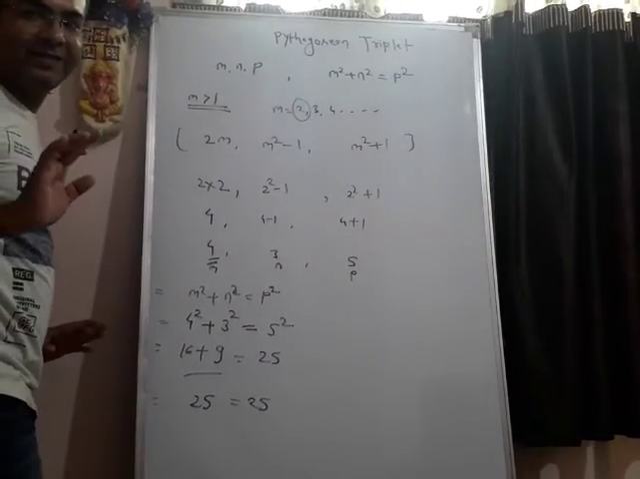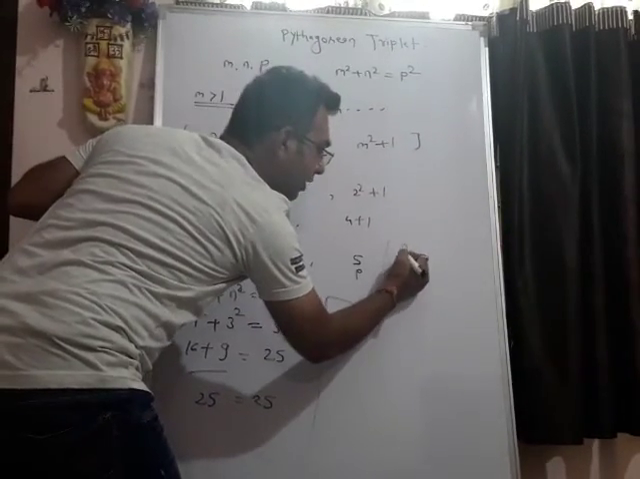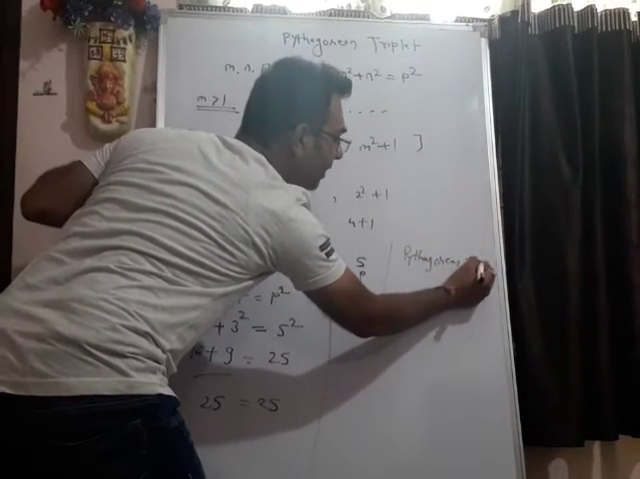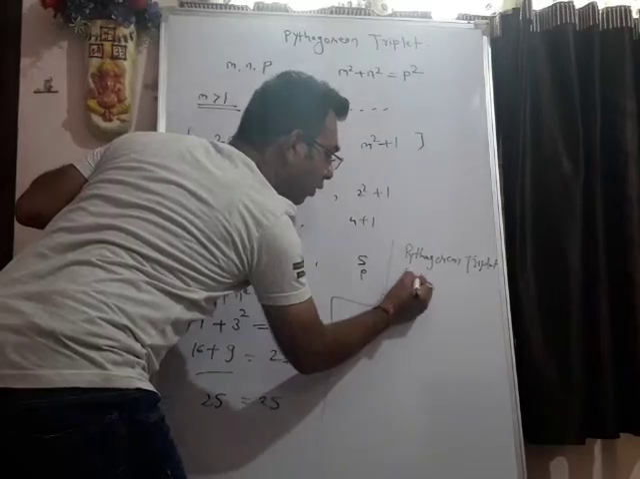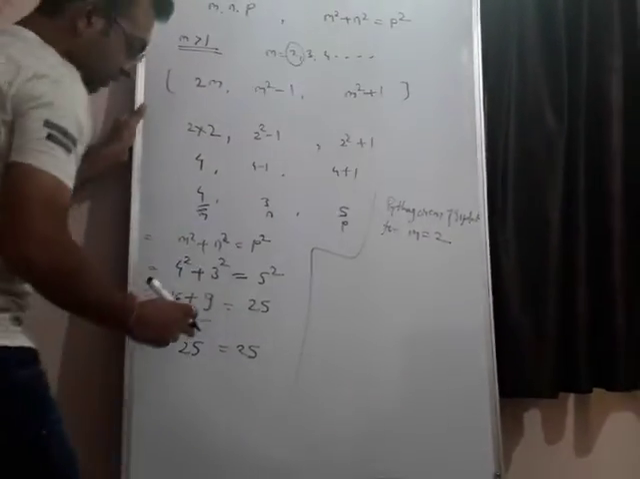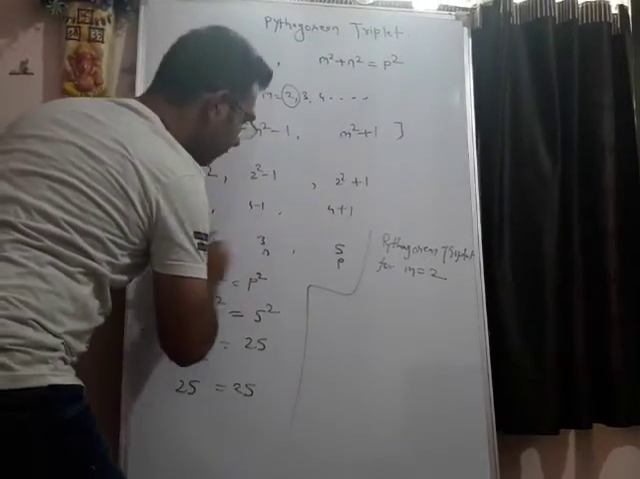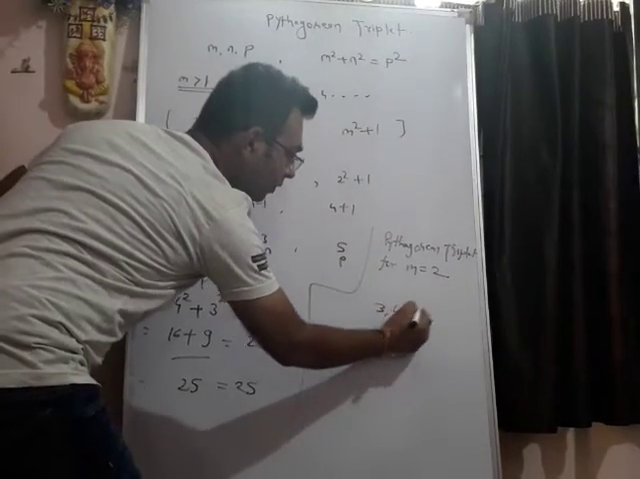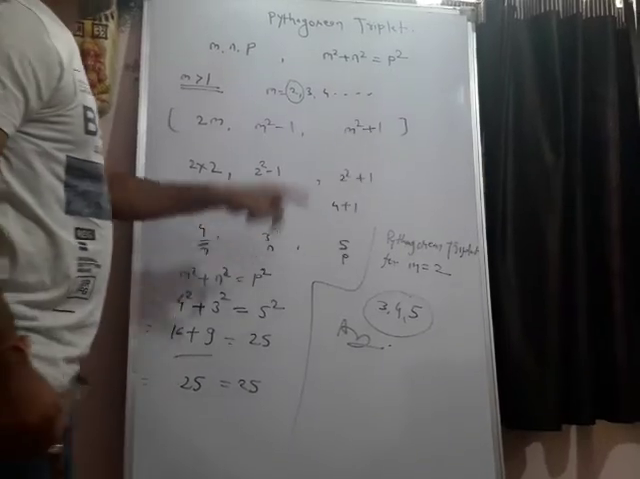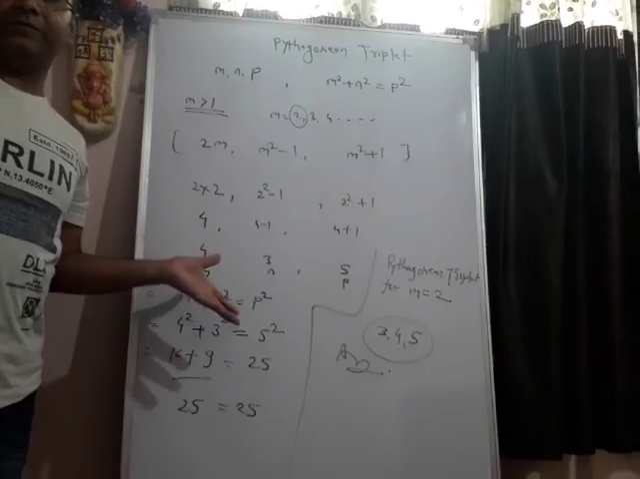You got the idea? We have found the Pythagorean triplet for n equals 2, and the set of triplet that we have obtained here is 3, 4 and 5. You can find any triplet for any value of n in this way. I hope this is clear to you. Thank you.